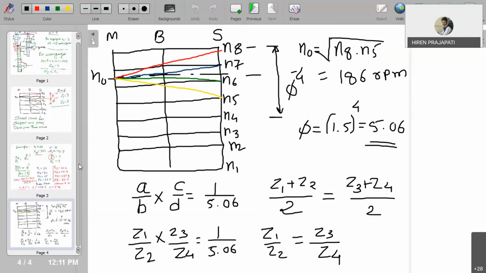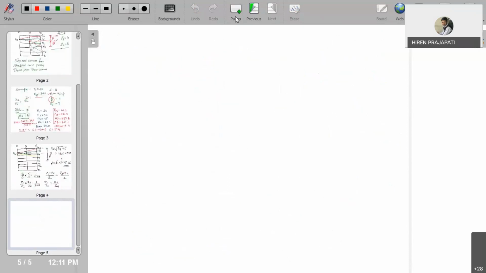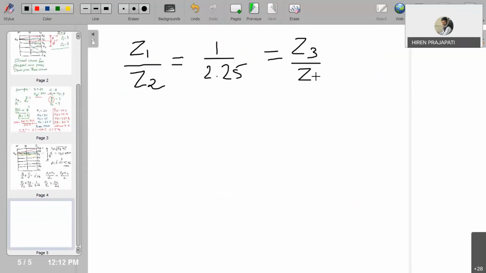So we get gear ratio now. Okay, so we get here Z1 by Z2 is equal to 1 by 2.25, and this is also for Z3 by Z4, right? So we need to select the number of teeth on gears 1 and 2 and 3 and 4 such that we get this gear ratio. There are so many combinations you can take.